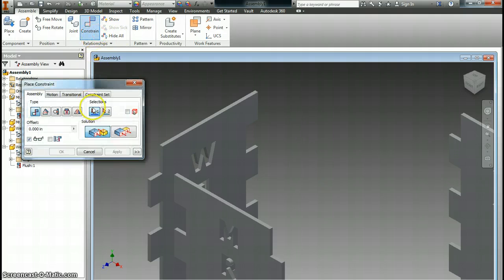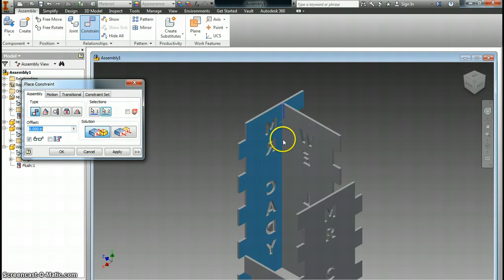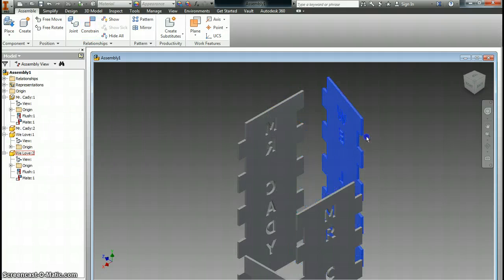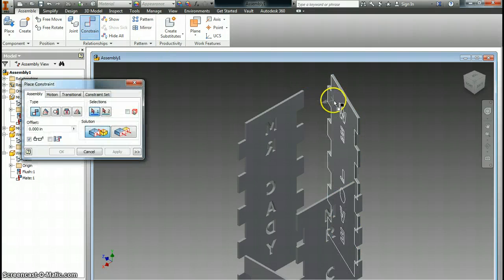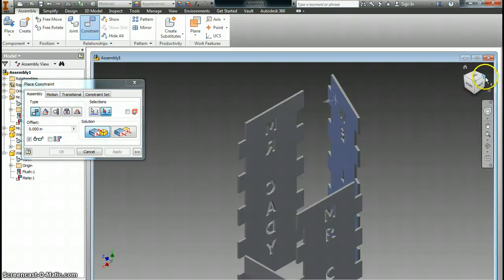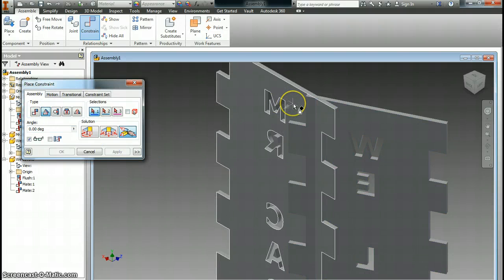We're going to do a constraint, and let's do a mate, and let's tell this back edge to be coplanar with this front edge. And let's say apply. And now I'm going to move that back out, and it still spins. Now I'm going to do the same thing the opposite way. I'm going to tell this front edge to be coplanar with this back edge. Apply. And now I'm going to put an angle between the two.